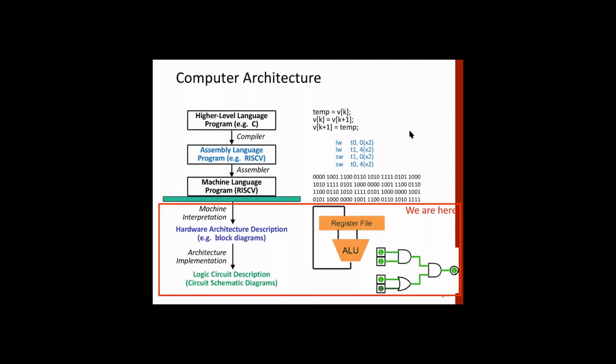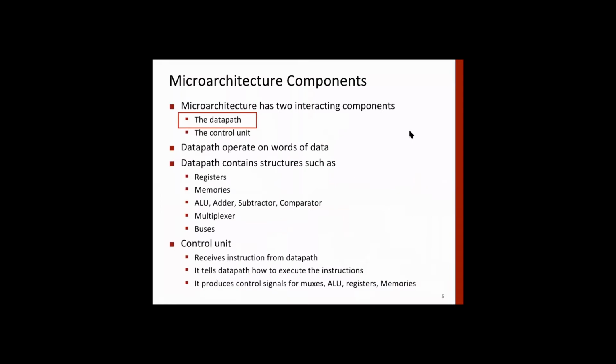We have covered these three parts. So machine language has to be interpreted underneath hardware, and now we are in the process of understanding how the hardware works, right? So we are still in data path design. Once we complete data path, then we'll move into control path design.